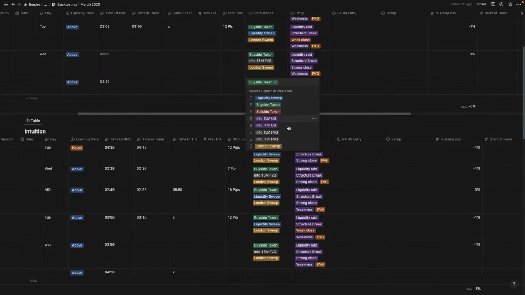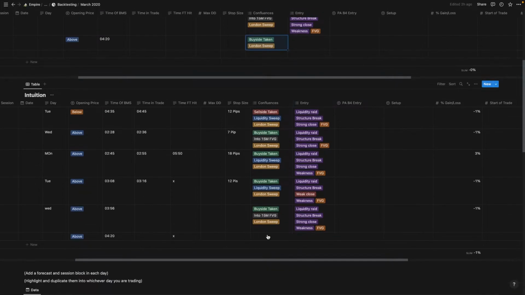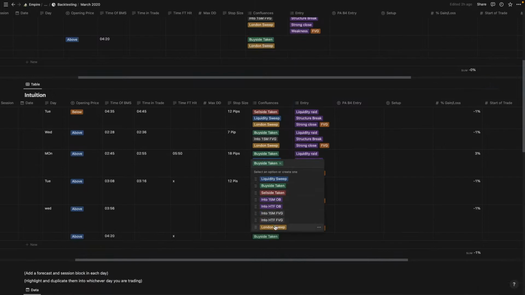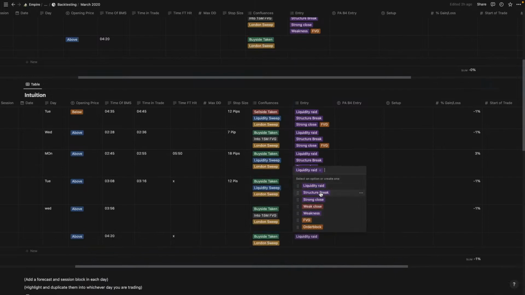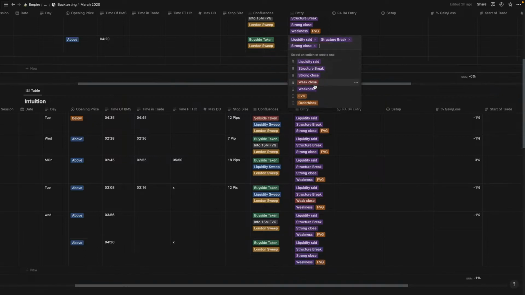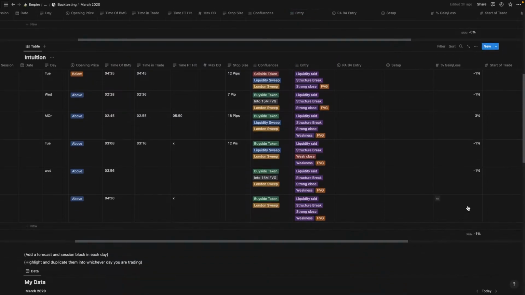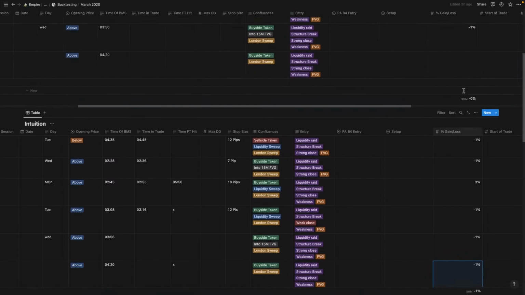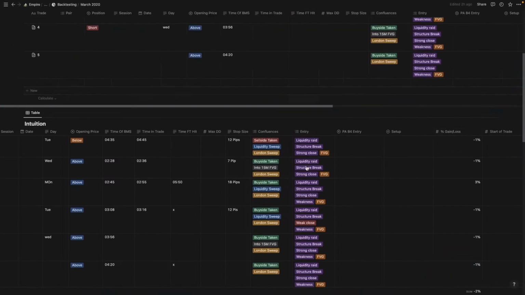So there's a buy side London sweep, pretty much. That's it. Buy side London sweep. Liquidity structure break, strong close, weakness shown. Boom. -1, -1. Okay.